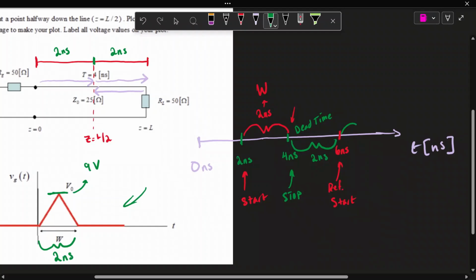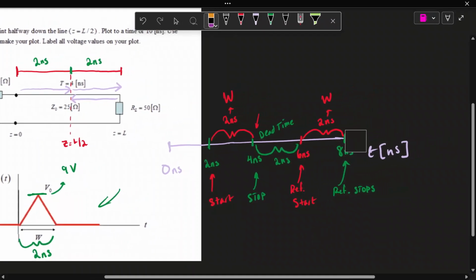So again, let me do that in red this time. This is going to be what? 2 nanoseconds. Again, this is the width. So this will be 6 nanoseconds plus 2 nanoseconds. This is 8 nanoseconds. This is when the reflected wave stops.